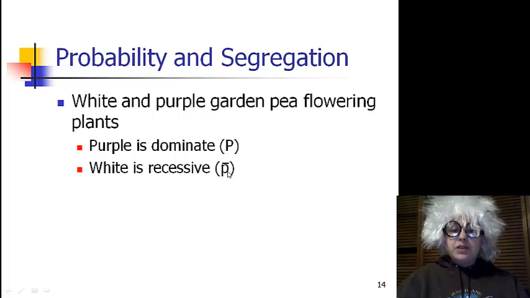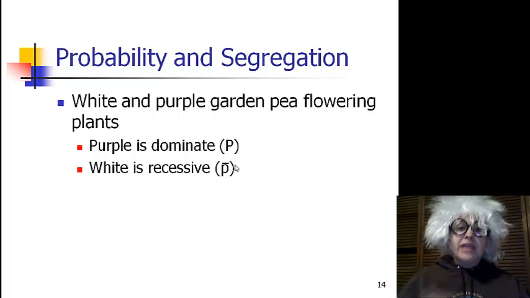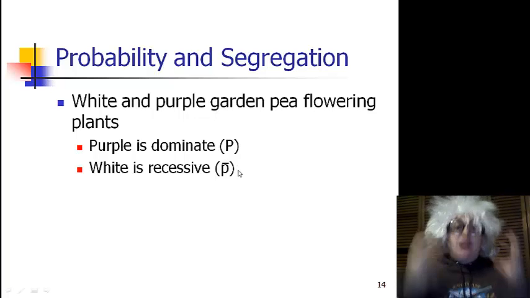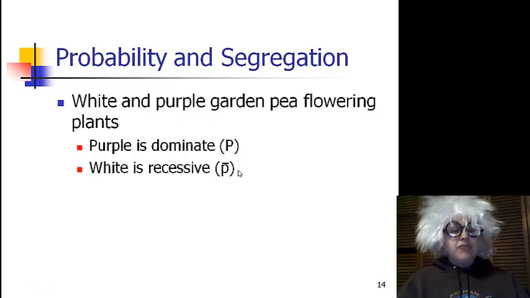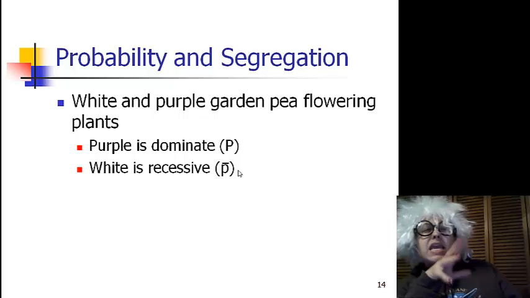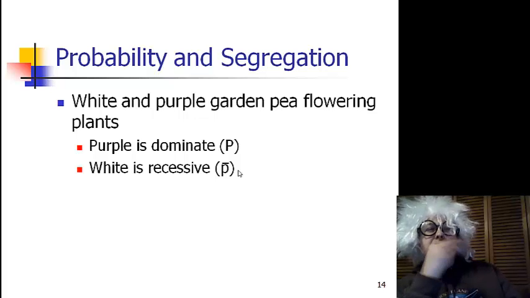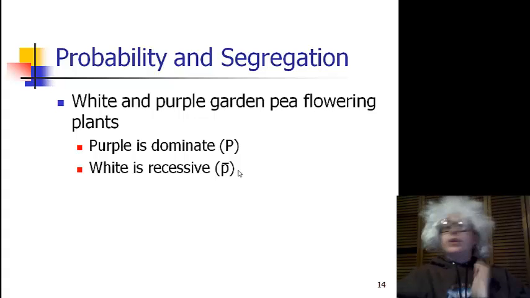Now, ladies and gentlemen, you've probably noticed that I have a little line above my p. It's very hard to distinguish between a capital P and a lowercase p, so all of my lowercase letters will tend to have a line over them to show that they are lowercase. I suggest that you do that for my class so that we can keep it straight and there's no ambiguity. If you put a line over it, I know it's lowercase.